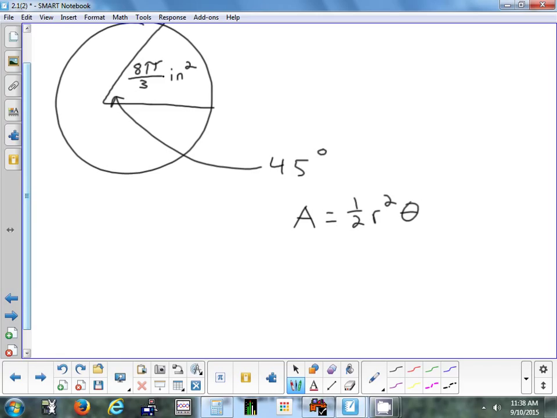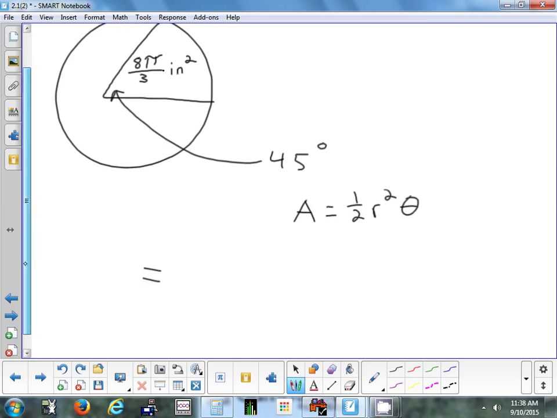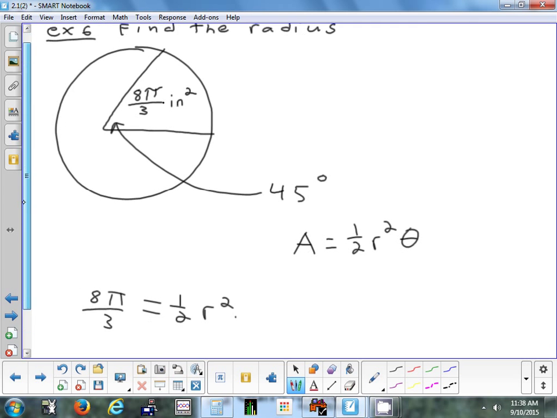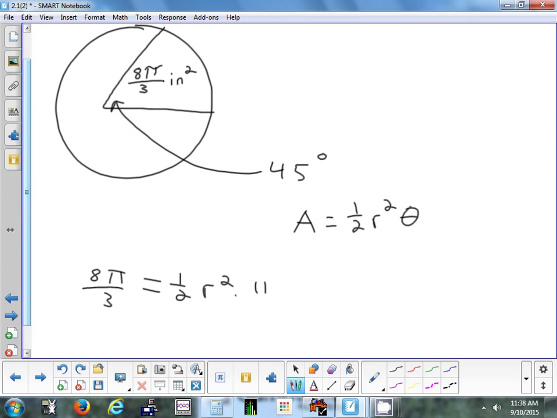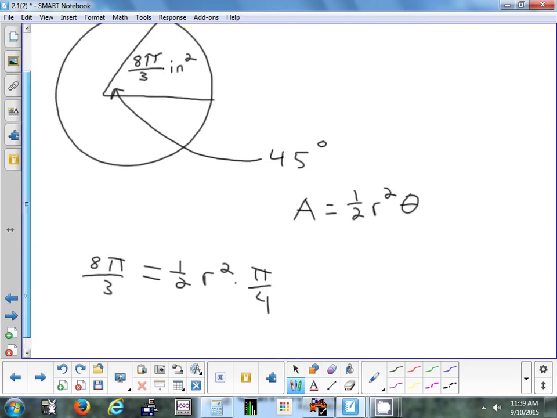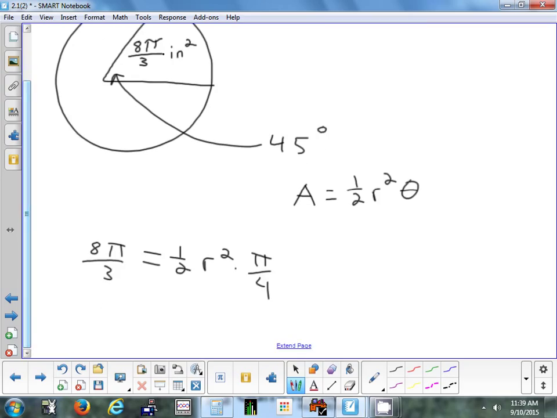Brandon, can you tell me what you had as an equation when you set it up? 8 pi over 3 equals 1/2 r squared times pi over 4. Perfect. How many people had pi over 4 for the angle? Yep, that's exactly what you should have. So he converted it. That's good. Put everything in the right spot. All right, so now our goal is to get r squared by itself.